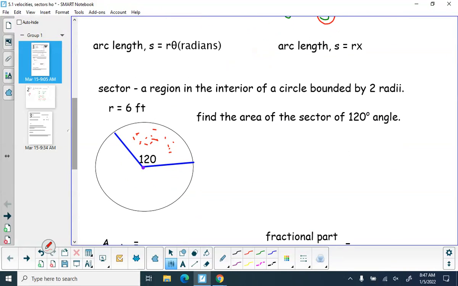We have a radius of 6 feet. We want to find the area of the sector bounded by 120 degrees.